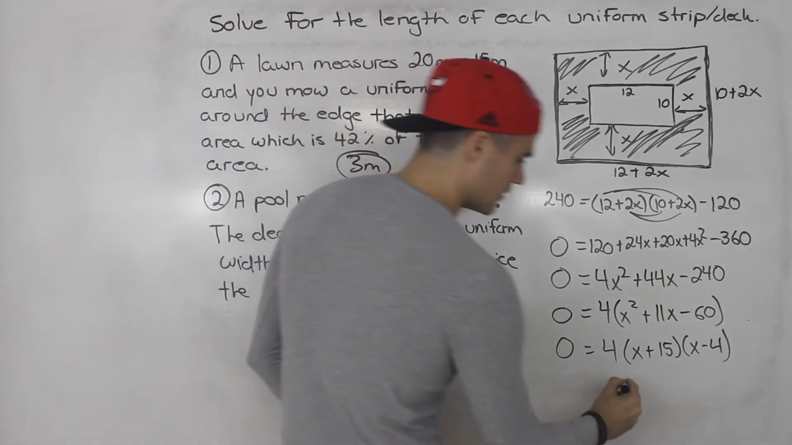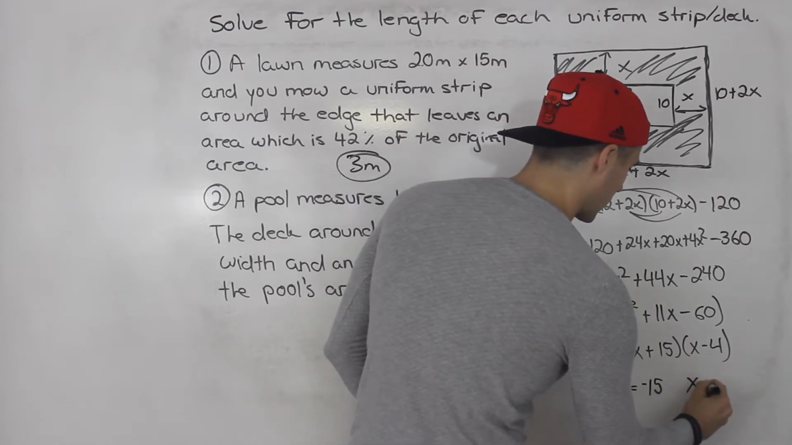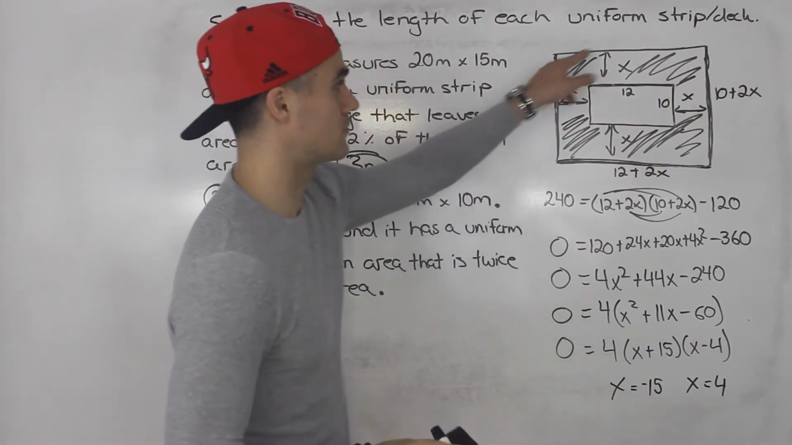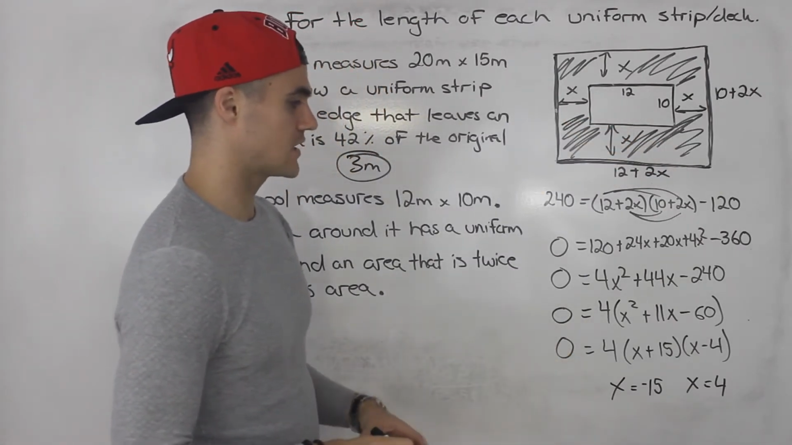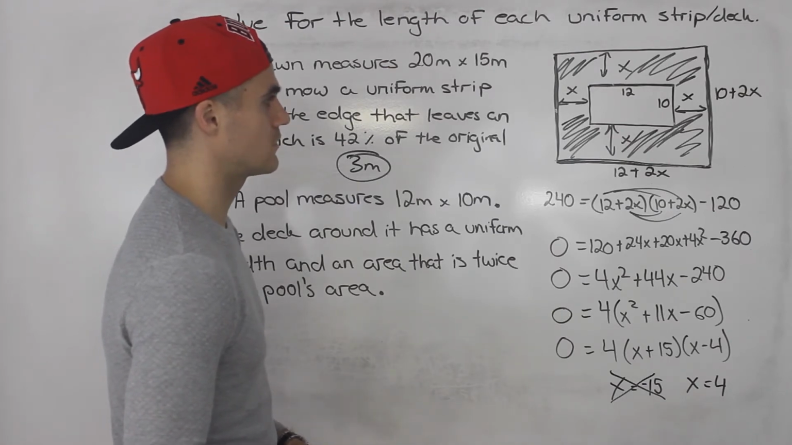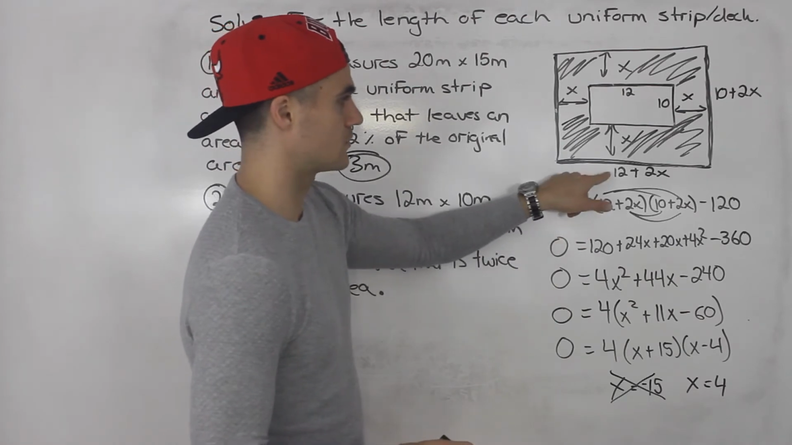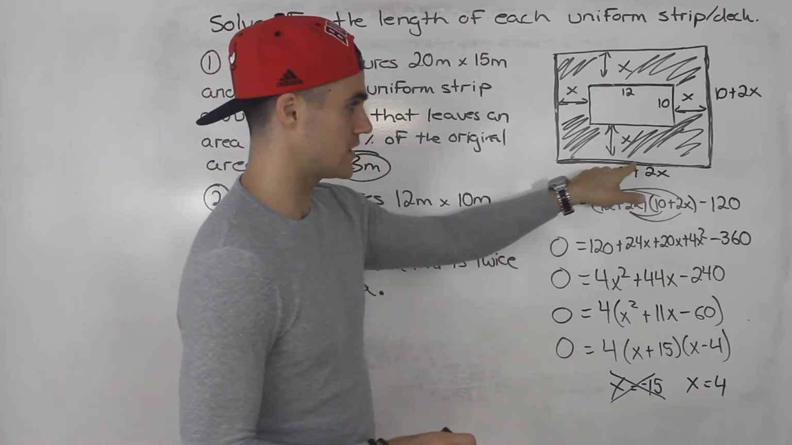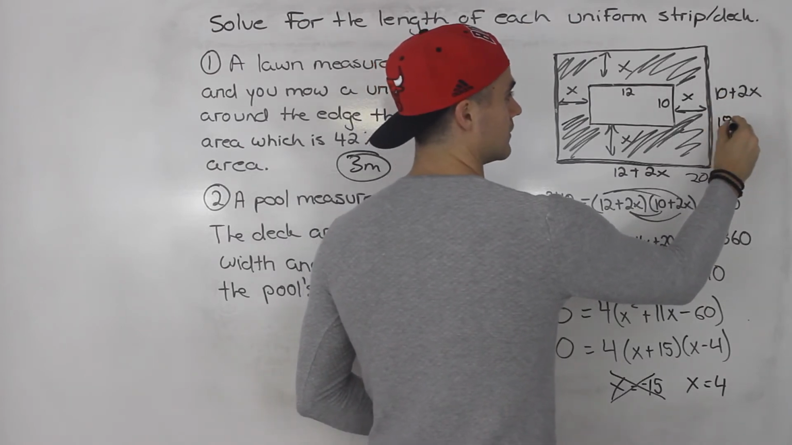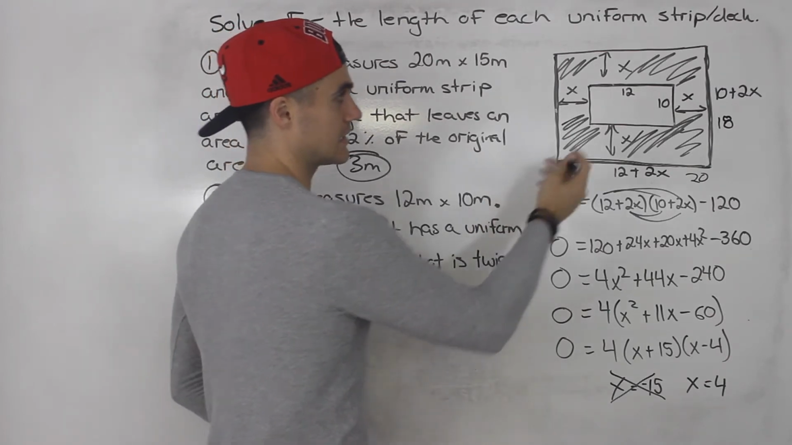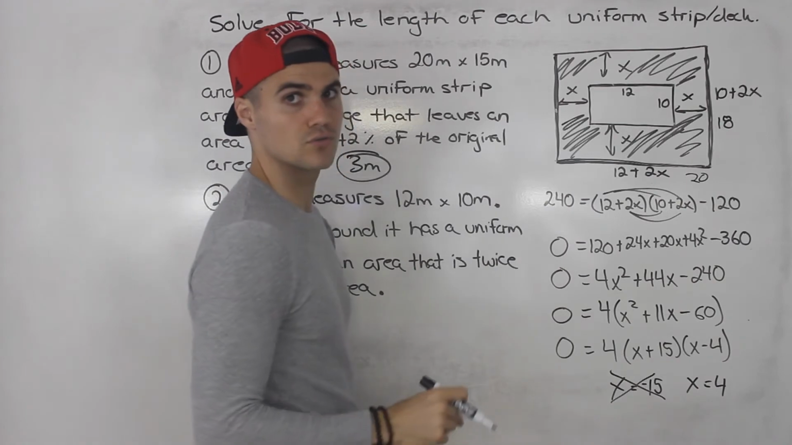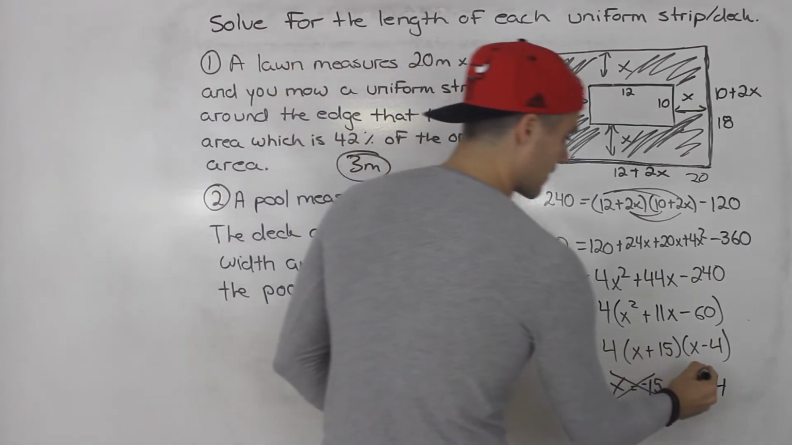So from here we can tell the two answers are x can be negative 15 or x can be 4. X being, remember, the width of the uniform deck around the pool. So x equals negative 15, we can't have a negative length, so we would ignore that answer. And x equals 4 seems like it will work. You can also check your answer here. 12 plus 2 times 4 is 12 plus 8, which is 20. So this length here would be 20, and 10 plus 2 times 4 would give us 18. So 20 times 18, this large area here, is 360, minus the pool's area of 120, that gives us the deck's area of 240, which is what we were supposed to get. So that there is the final answer.